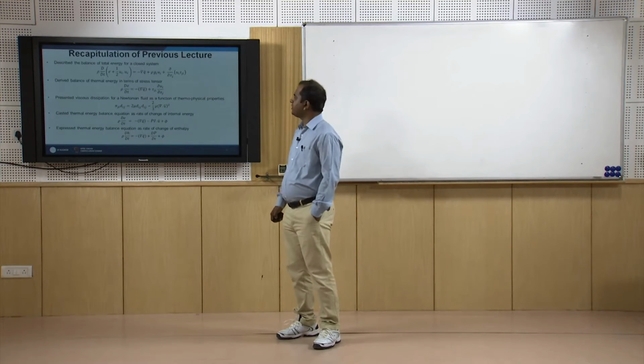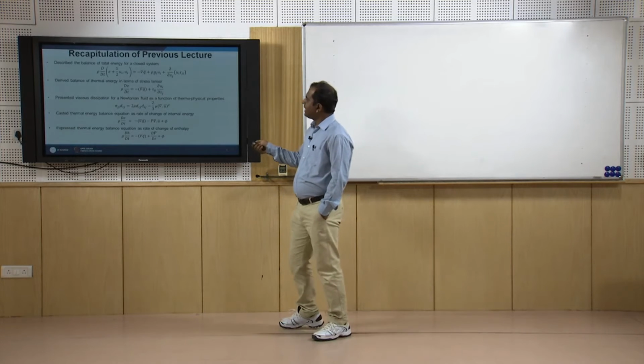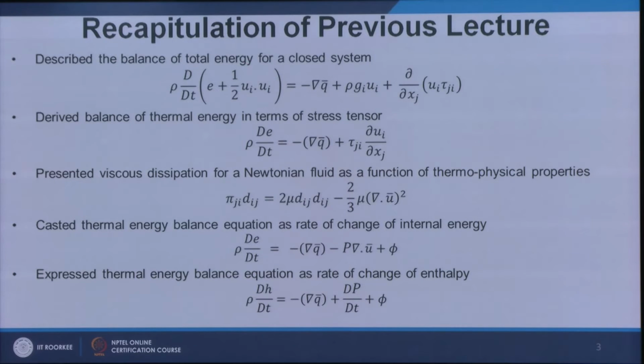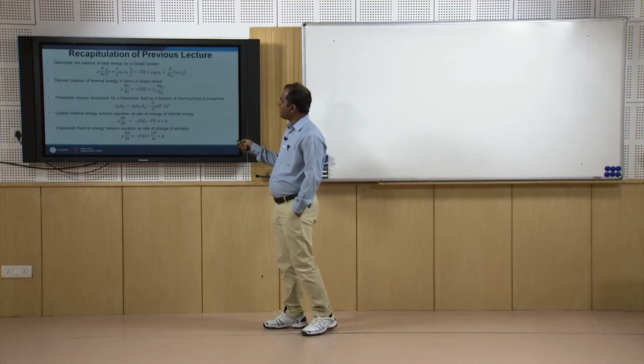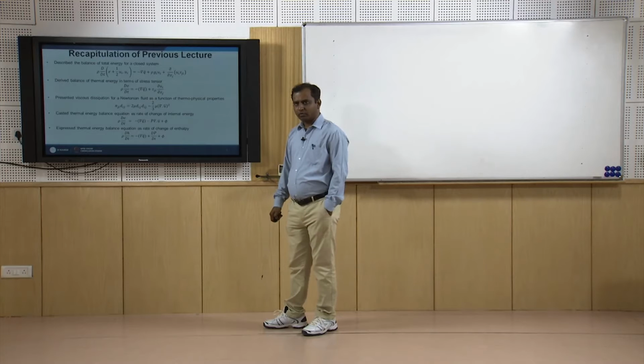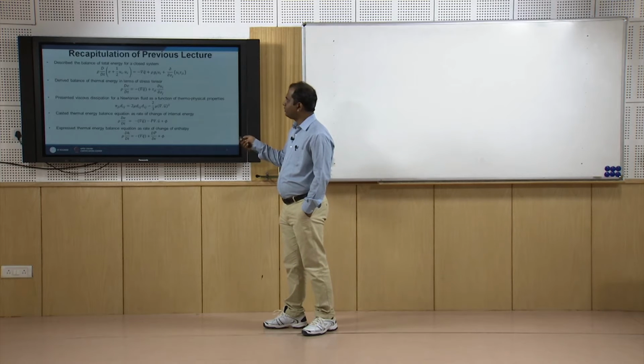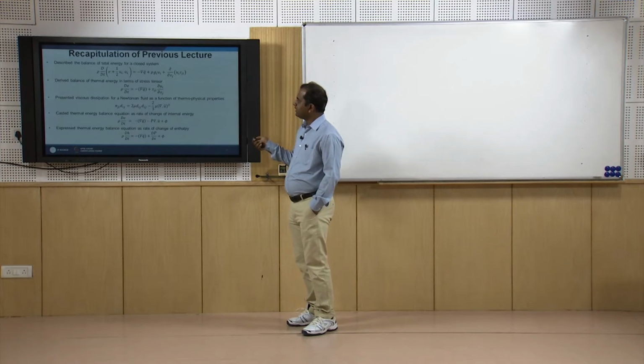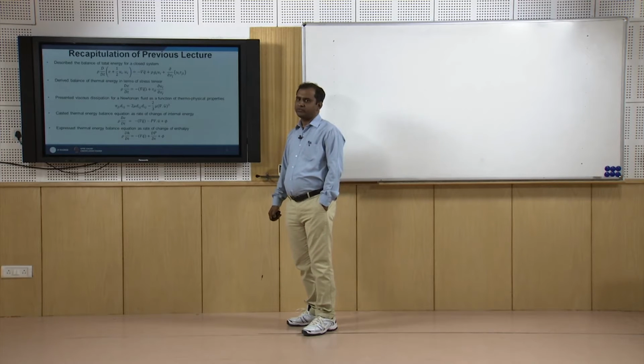In the previous lecture, we described the balance of total energy for a closed system. So, this came in this form. On the left hand side, we have the rate of change of energy in storage, and on the right hand side, we have the energies in transit. The first one is energy due to heat transfer, the second one is energy due to body force, which is nothing but work done due to body force, and the third term is work done due to surface forces.